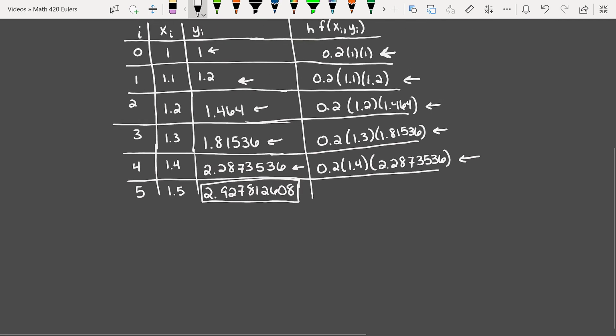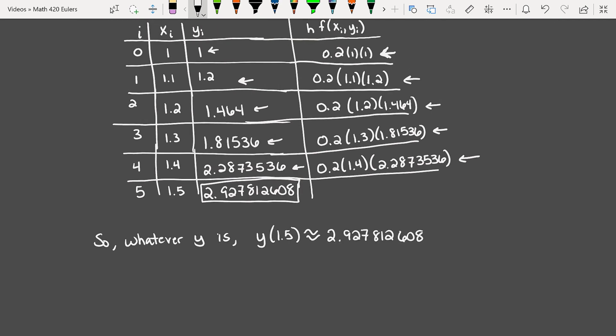What does this mean? Well, it means that whatever our true solution is, our approximate value for that solution at 1.5 is roughly 2.92781268.